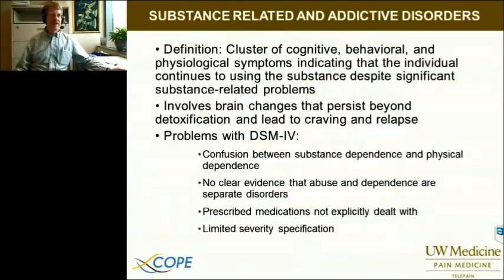So DSM has changed how they are categorizing addictive disorders. In the chapter in the DSM now, they actually use the words substance-related and addictive disorders, and it's different from DSM-4, which did not use the word addiction and used substance abuse and dependence as the terms. So addiction is a cluster of cognitive, behavioral, and physiological symptoms indicating that the individual continues to use the substance despite significant substance-related problems. And the other aspect that they draw out in DSM-5 is that it involves brain changes that persist even beyond detoxification, and that these changes in the brain lead to craving and relapse.